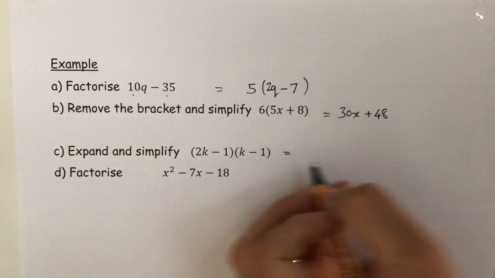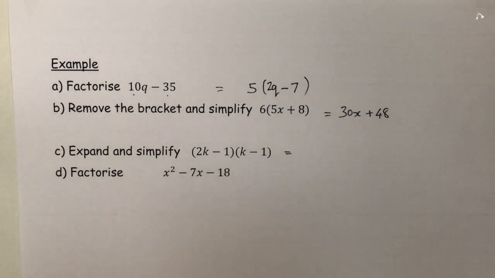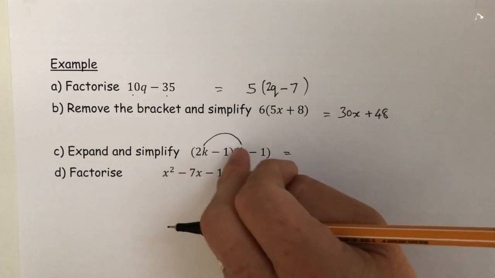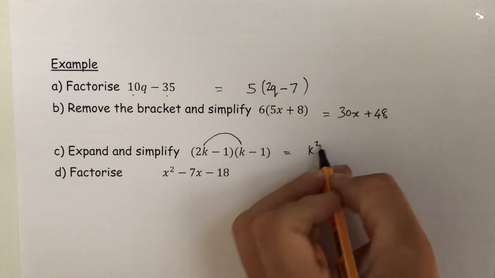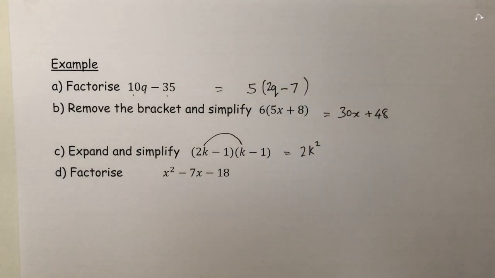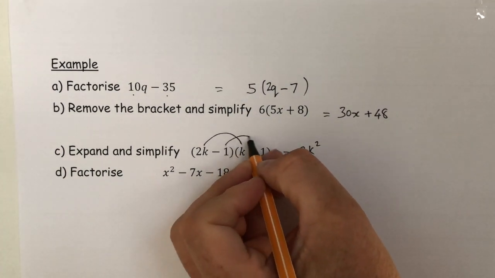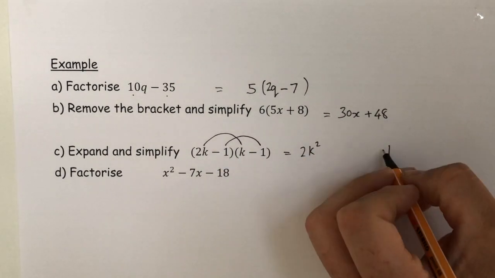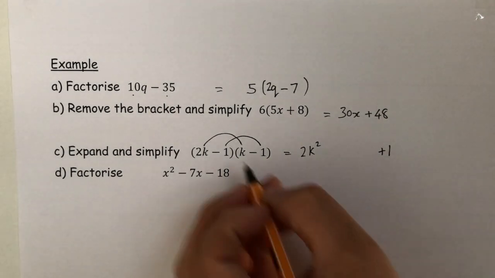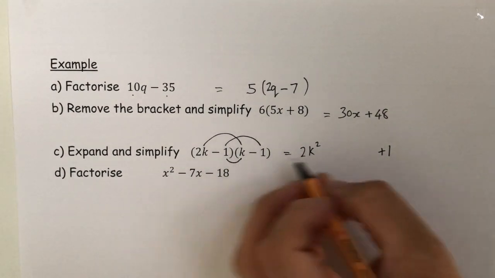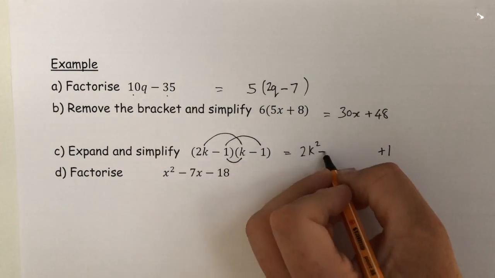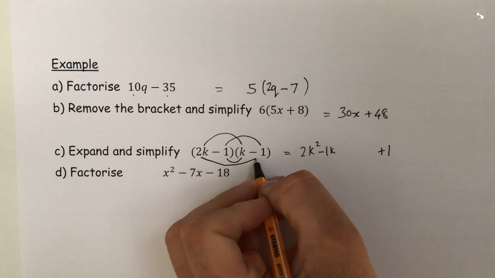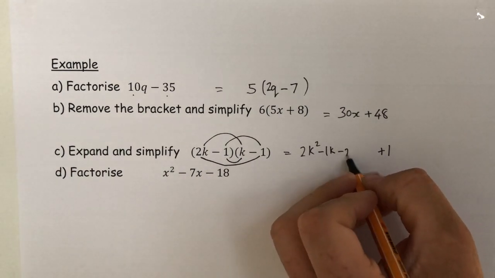Part C, a more complicated expansion. Here we've got 2k times the k. Well, k times k is k squared, but I've got a 2 in front of that, 2k squared. 1 times the 1 is 1. It's a minus times a minus though, so it's a plus 1. We've got 1 times k, or should I say minus 1 times k. I've got minus 1k. And I've got 2 times minus 1, I've got minus 2k.